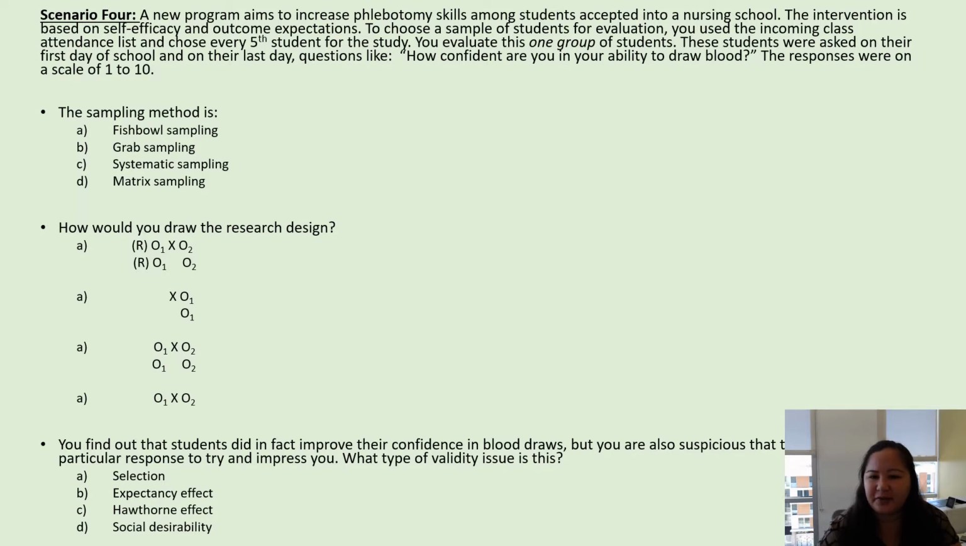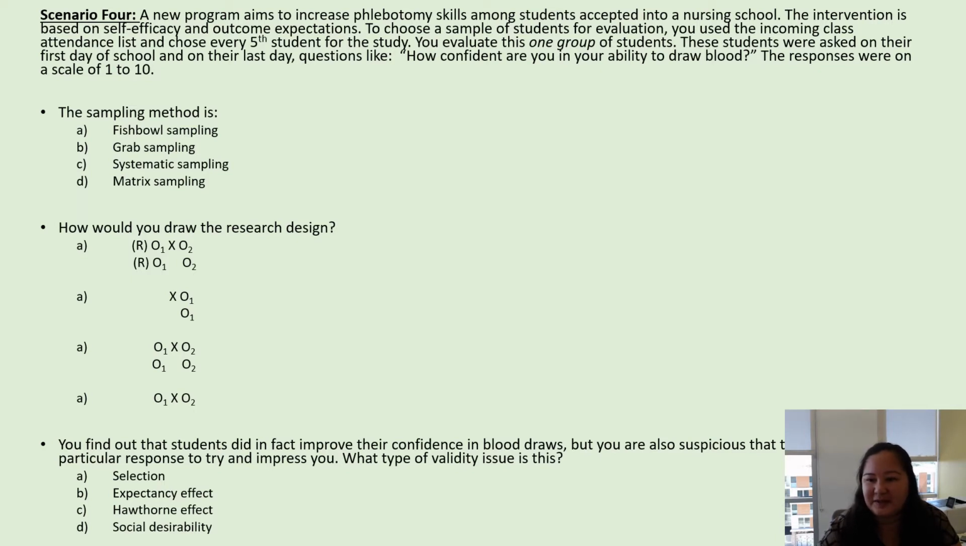So how would you draw the research design? Well, the biggest clue here is that we know there's one group. And then it also said that these students were asked on their first day and on their last day. So if this is an intervention, we have a pretest, which is denoted with an O for observation. We have an X and then another O for the next observation. So I'm already thinking it's OXO.